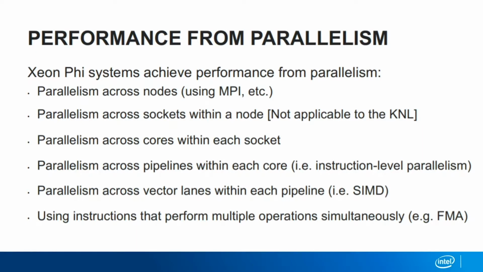Within a core, we have instruction level parallelism because KNL is a pipeline processor, so it can be executing multiple instructions simultaneously. And then we have parallelism within each instruction. So these would be SIMD or vector instructions, where each instruction will be operating on different elements. And then finally, within each operation, we can also have parallelism in the case of, for example, FMA, where we have a multiply and an add operation being performed on each operation.